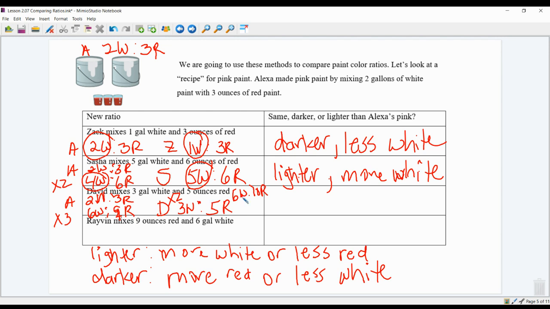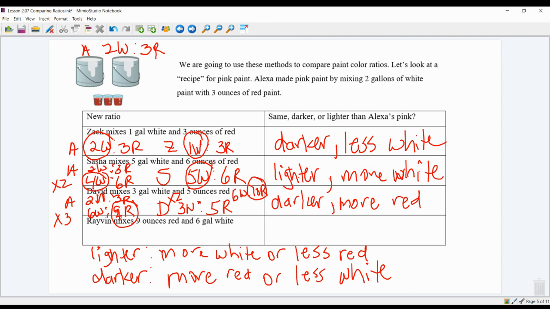The white is the same now, but the red is different, so I'm circling that. So Alexa's red is 9 and David's is 10. So David has more red, which is down here on the darker. So this mixture is darker because it has more red.